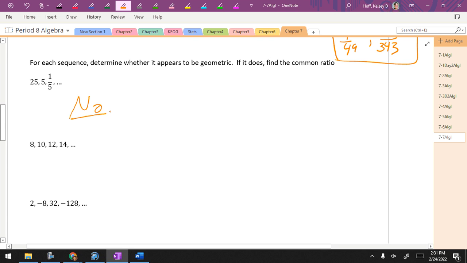8, 10, 12, 14. What are you multiplying by? It's not a guess. You're multiplying. 8 times what gives you 10? 8 plus 2 gives you 10, right? And plus 2 gives you 12. And plus 2 gives you 14. Is that geometric? No, that's arithmetic. Okay?